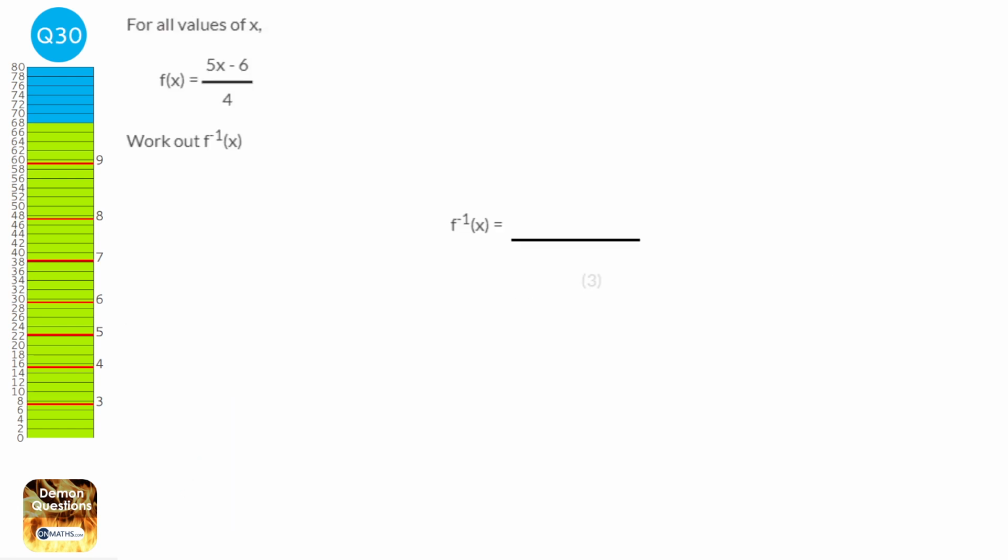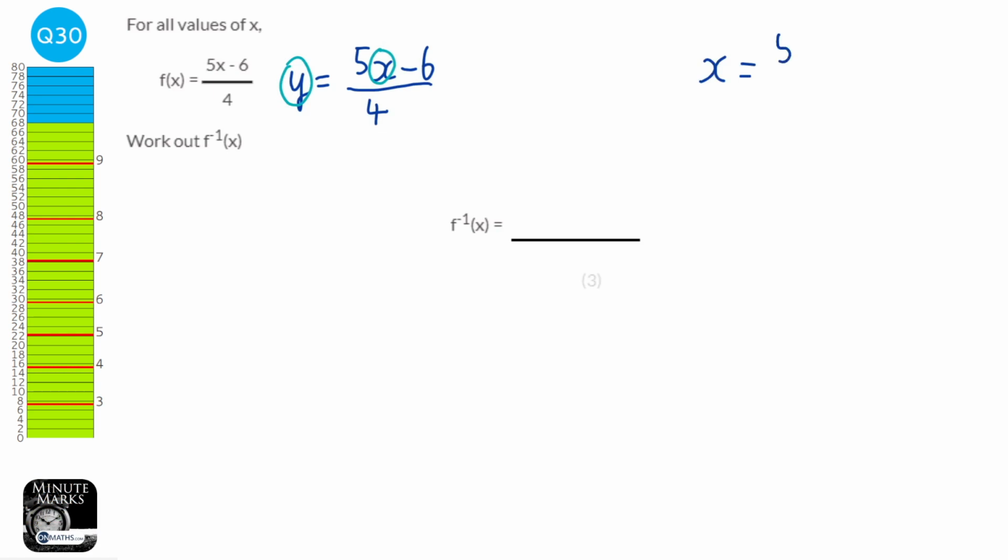To find the inverse, first of all, instead of writing f of x, I'm just going to replace it with a y. And the trick of finding the inverse is to swap over the x and the y. So we're going to swap them over. I'm just going to do it over to the right hand side over here, so we've got a bit of space.